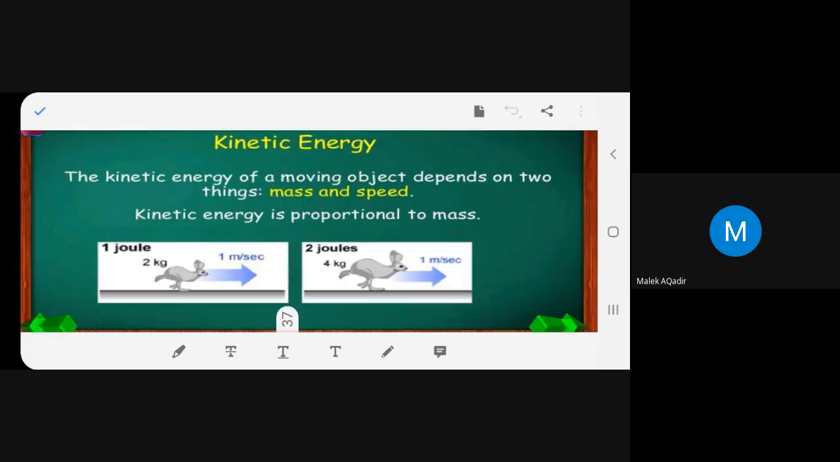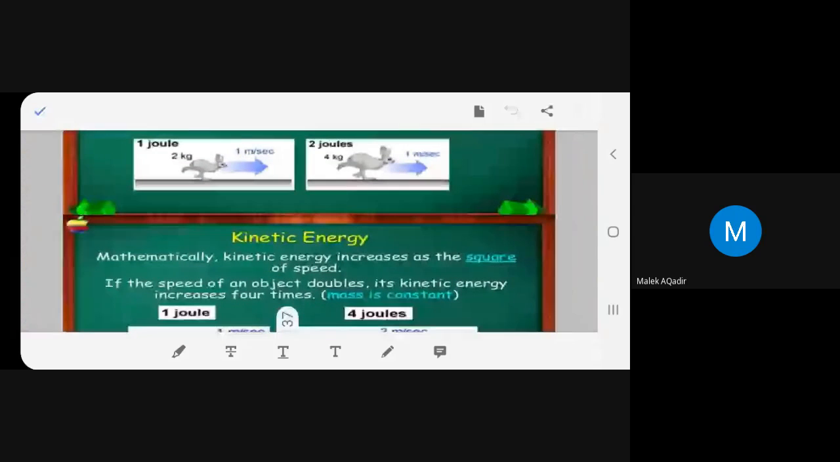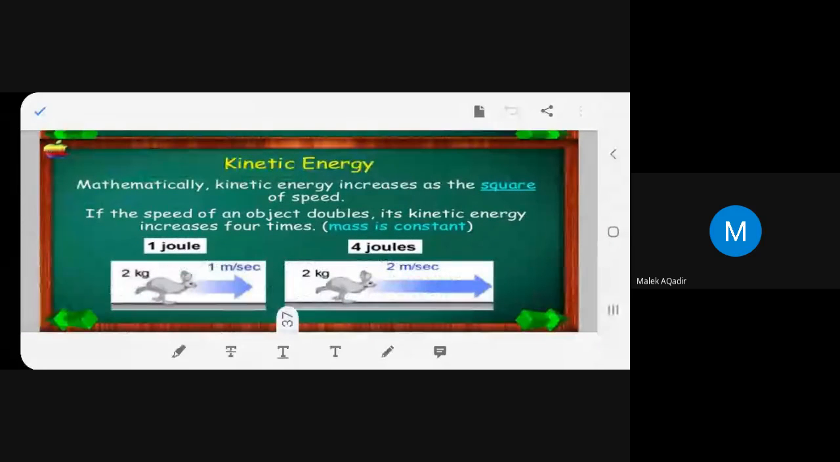In 2 kg it was 1 joule, in 4 kg it became 2 joules. So it became double, yes or no? If you double the mass, the kinetic energy gets doubled. Boys, can you hear me? Have you understood or not? So if the mass increases, the energy also increases.